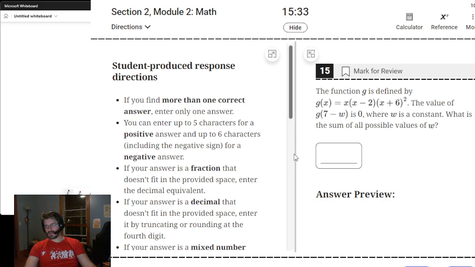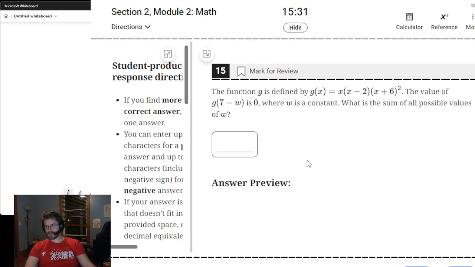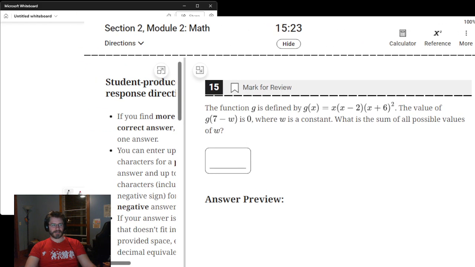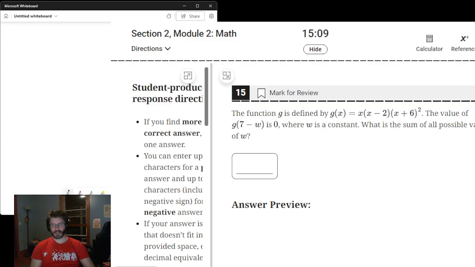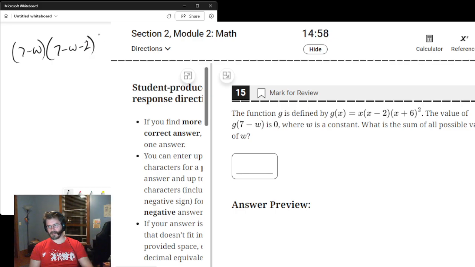Function g is defined. What is the sum of all possible values of w, where g of 7 minus w is 0? Okay, this is kind of complicated. They're giving us some really tough ones here. g is defined by x value of 7 minus w. So I think the best way to do this one is to just plug in 7 minus w into the x coordinates. So 7 minus w into the x: 7 minus w minus 2, 7 minus w plus 6 squared.